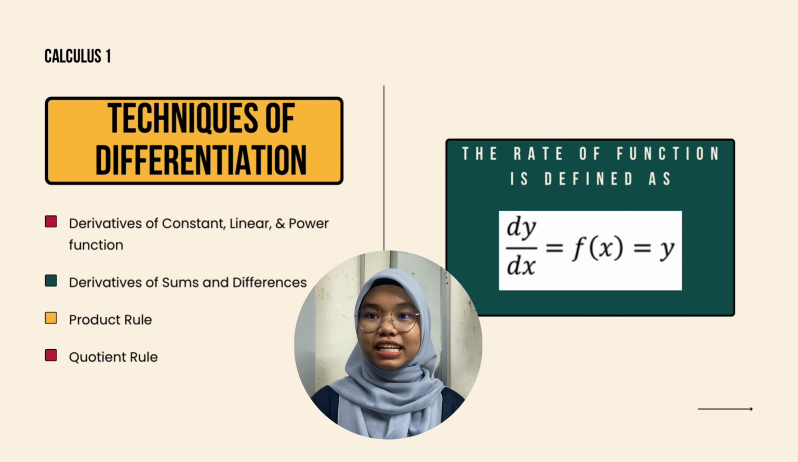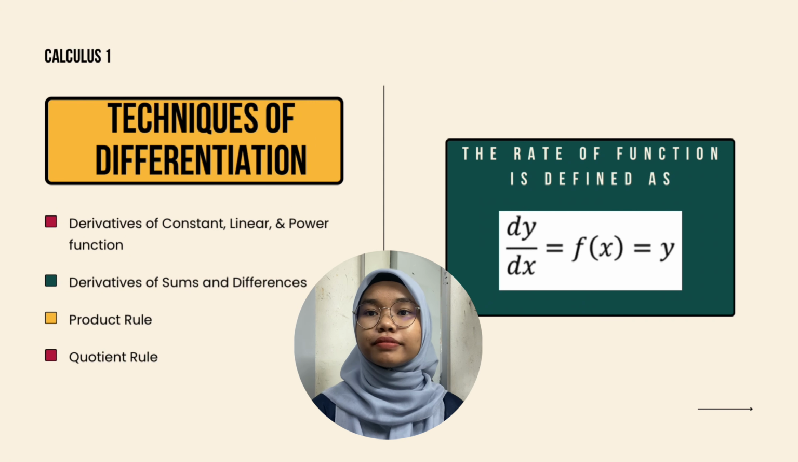There are several techniques that we can use to do differentiation. First, we can use the derivative of constant, linear and power functions. Second, the derivative of sums and differences. Third, the product rule. And last but not least, the quotient rule. The rate of a function is defined as dy/dx = f'(x), where y = f(x).